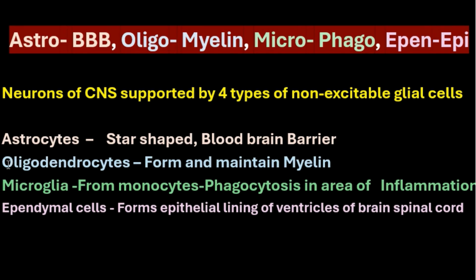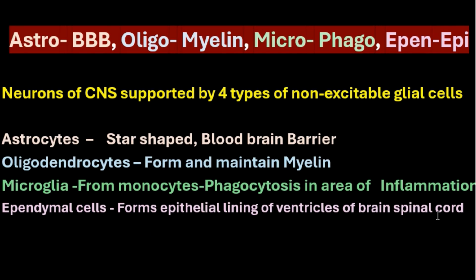Oligodendrocytes form and maintain the myelin. Oligo myelin. Microglia are phagocytes. This is a kind of monocyte or phagocyte in the area of inflammation. These are the phagocytic cells. Phagocytosis is the function. So micro phago. Then ependymal cells are the epithelial cells. This is the epithelial lining of the ventricles of the brain and spinal cord.